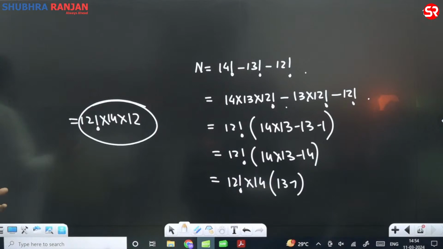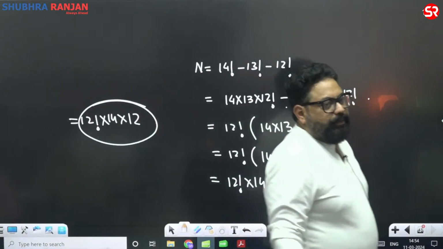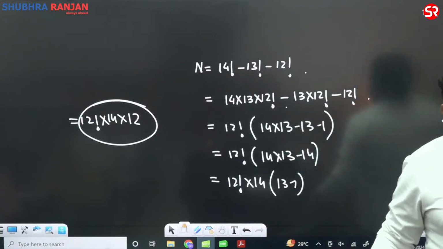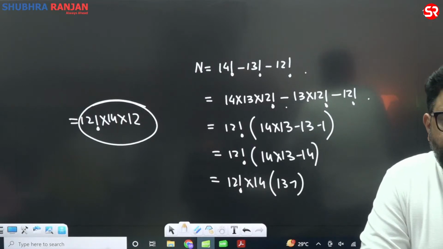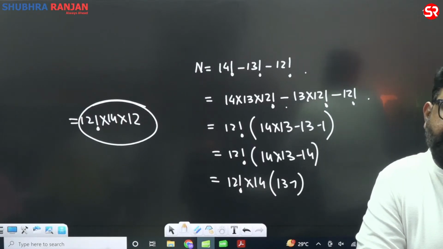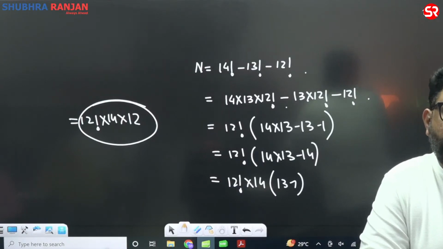First important word: what is a factorial? This is very important, it's just a symbol. 4 factorial is 4 into 3 into 2 into 1 and so on. Now let's talk about questions with remainders and factorials. It would look like a very long, tough, big question.